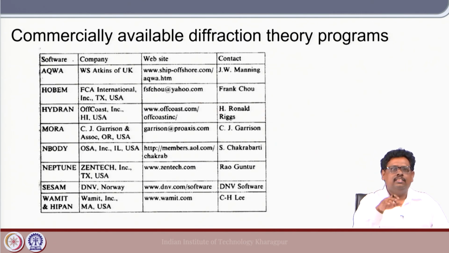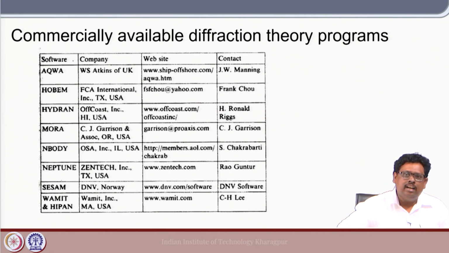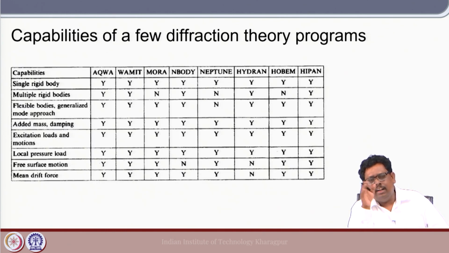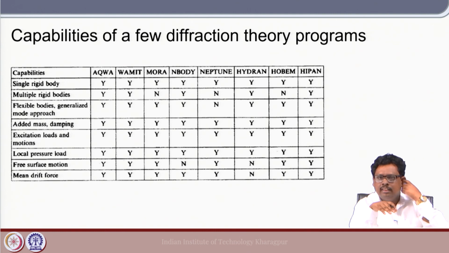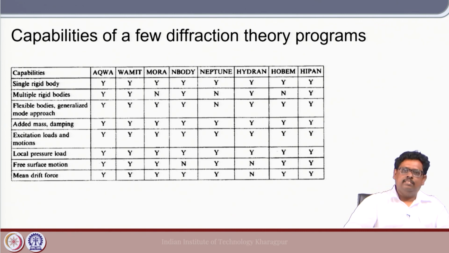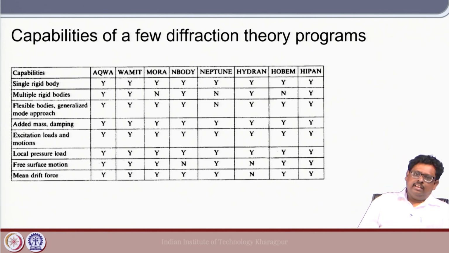Anyways, these are some commercially available software. These are all based on this frequency domain panel method, and these are the links where you can go and find out. Okay. And I just made a comparative statement of which software does what, for example for WAMIT, a single rigid body or multiple rigid bodies, which is possible, which is not possible. Everything is listed out here. You can check it out.